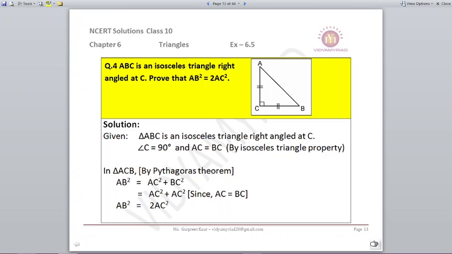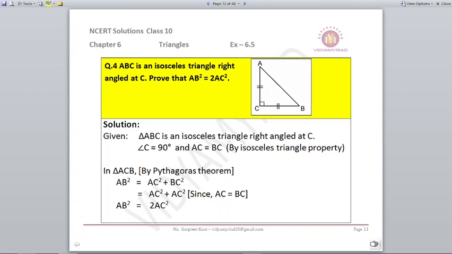So if I use my right angle triangle ACB and Pythagoras theorem, I come to know that AB square will be equal to AC square plus BC square. Now AC is equal to BC, so I can replace BC. It is equal to AC square plus AC square. So AB square comes equal to twice of AC square, and hence proved.